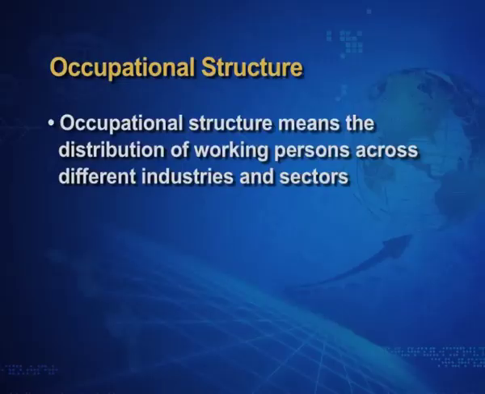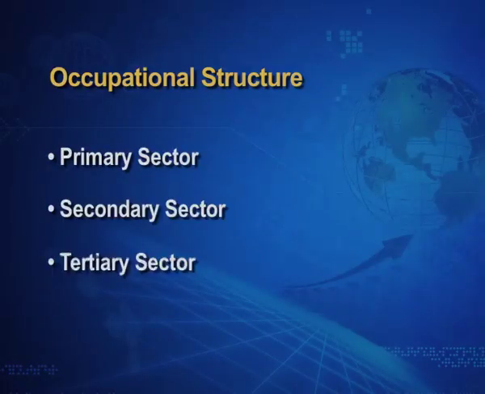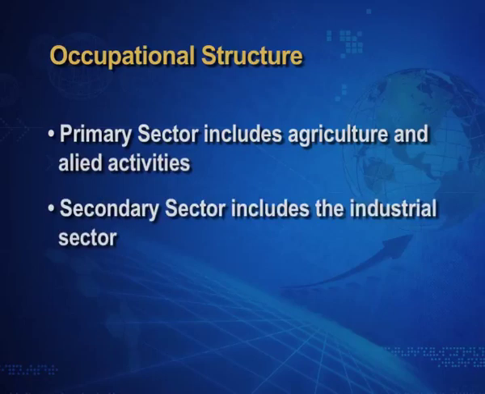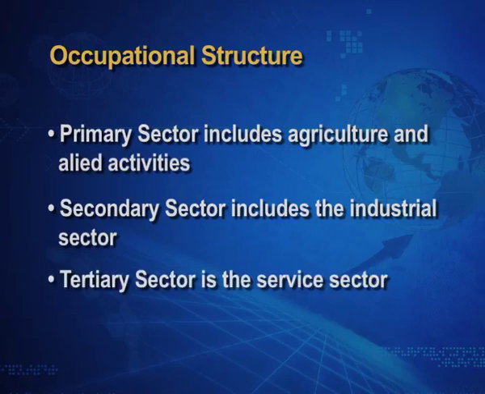Occupational structure. Now, occupational structure means the distribution of working persons across different sectors, that is, the three sectors: primary, secondary and tertiary sectors. Now, this means the percentage of population engaged in each of these three sectors. That means how much of each sector is providing employment to the working population of the country. Now, we all know primary sector includes agriculture and allied activities, secondary sector includes the industrial sector, and the tertiary sector is the service sector.